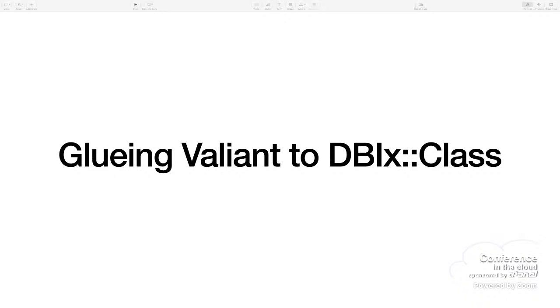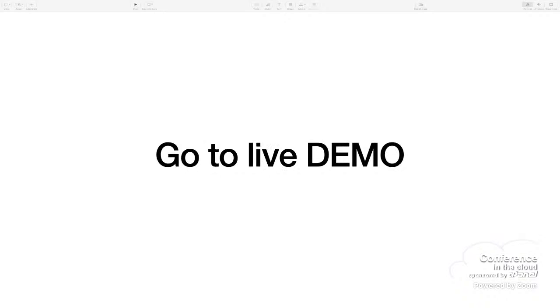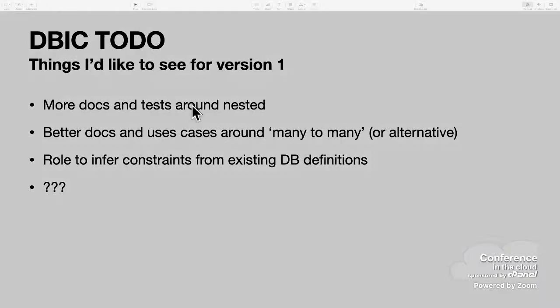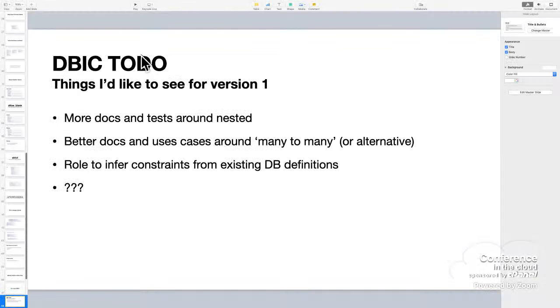So we can talk about gluing Valiant to DBIx class. This was actually the main reason why Valiant was written, to be able to have it here. So it was a lot of work just to get to this point. So I actually have a live demo for this. The code for this is actually in the Valiant CPAN module. There's an example directory.